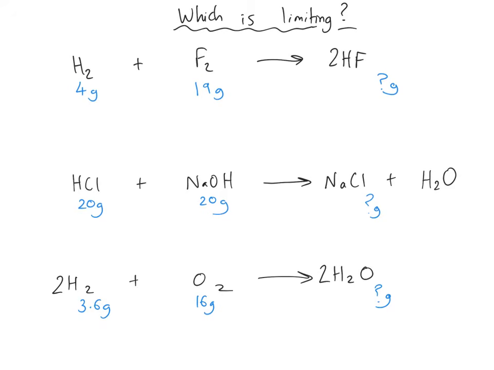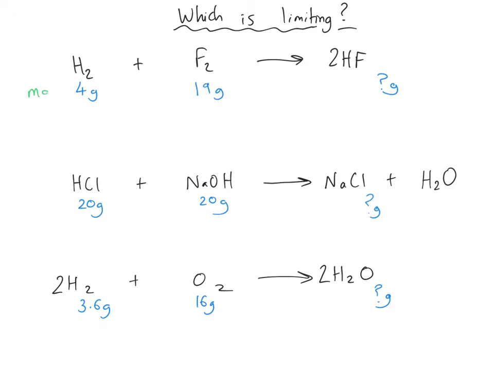Let's take a look now at 3 questions where we need to find out which is the limiting factor and which is in excess, and then use that information about the limiting factor to work out what mass of the target product we can make. So we're going to do this in the box method. I'm just not going to draw the grid.